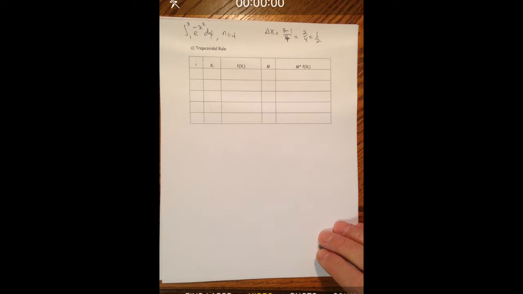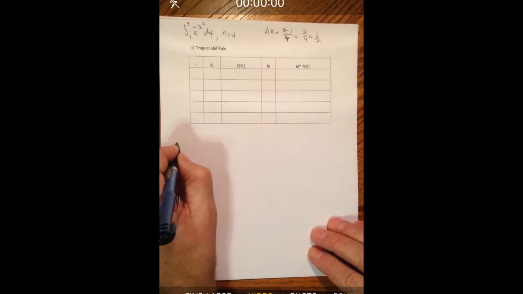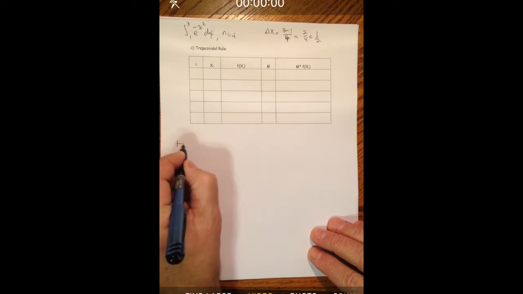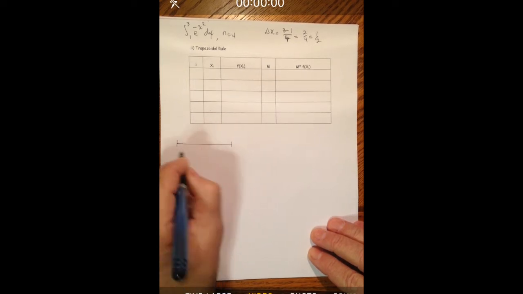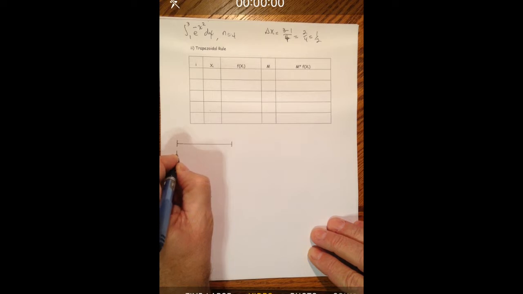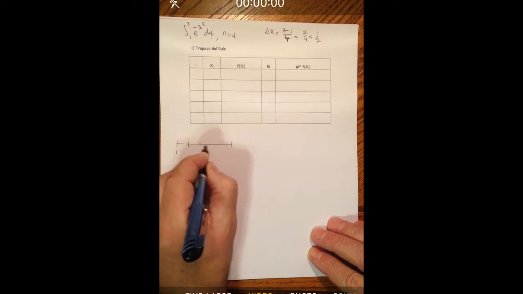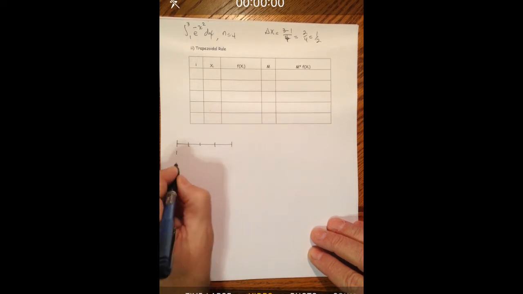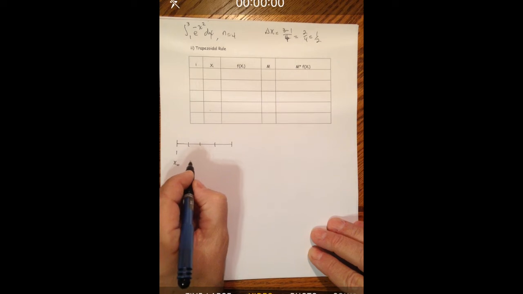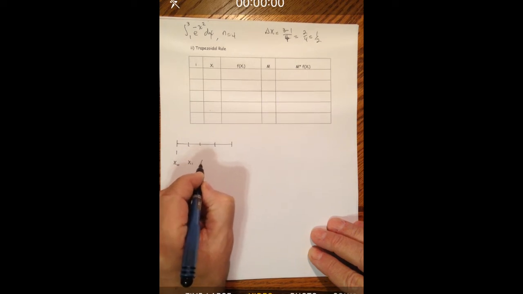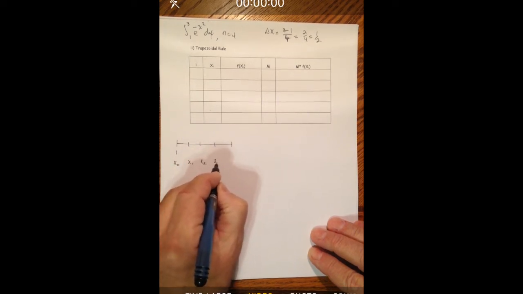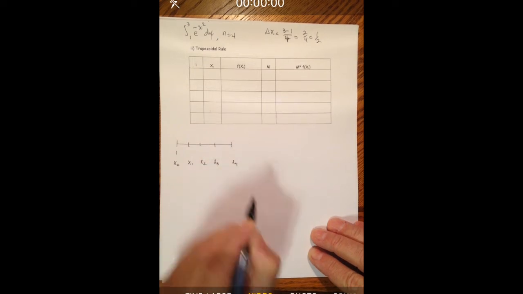Now, let's draw our number line. So we're beginning at 1. We have 4 subintervals. Where you begin is always x sub 0. So this one's going to be x sub 1, like that.